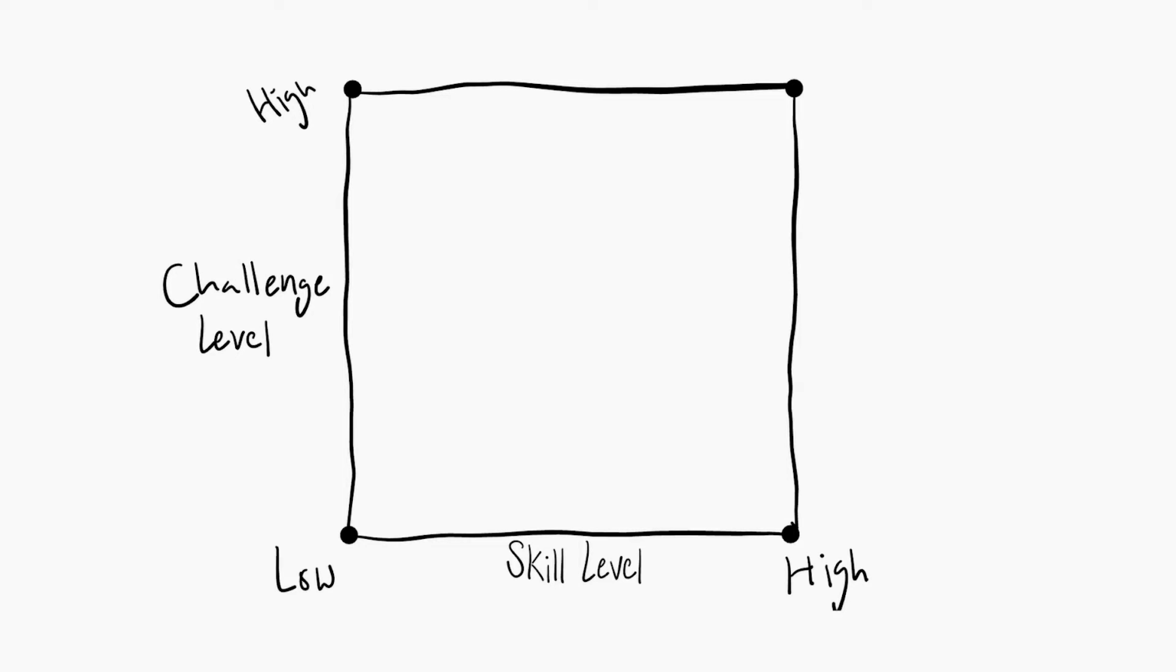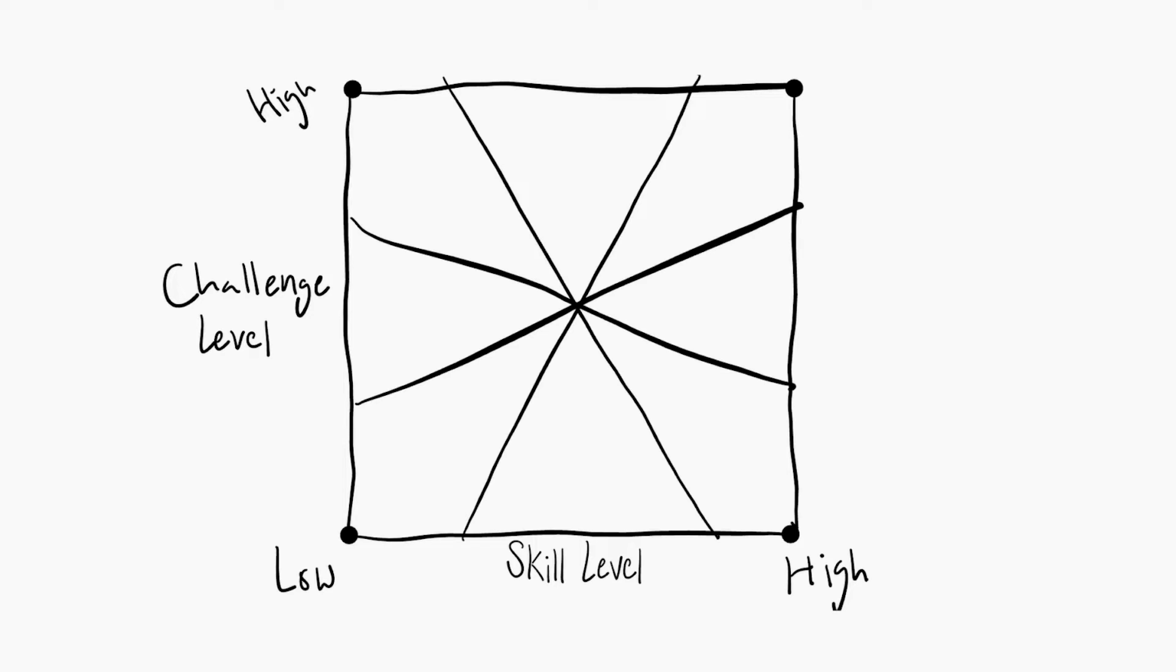So how exactly do we reach that? Well, that's what this model shows us. This categorizes any activity with two different factors: the challenge level of the activity and your own skill level at that activity. So let's go through all 8 sections and explain them briefly.